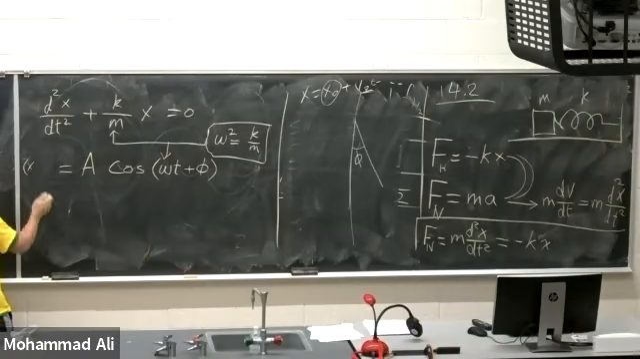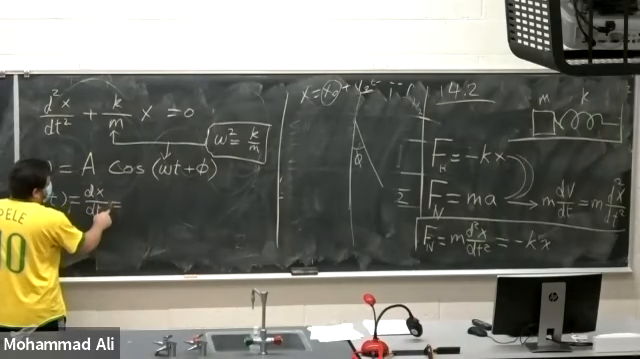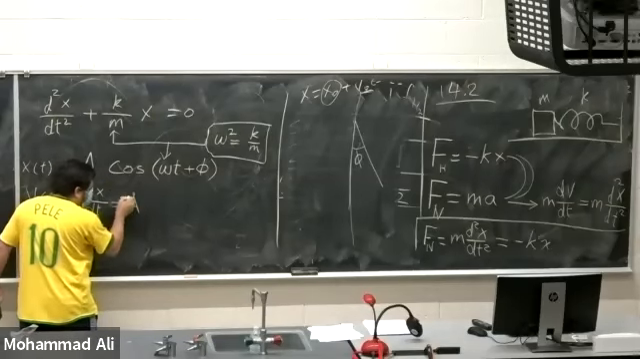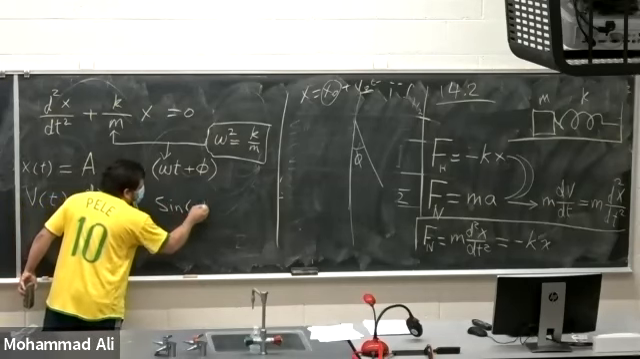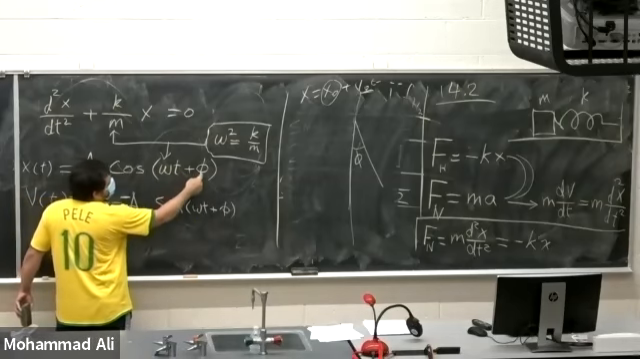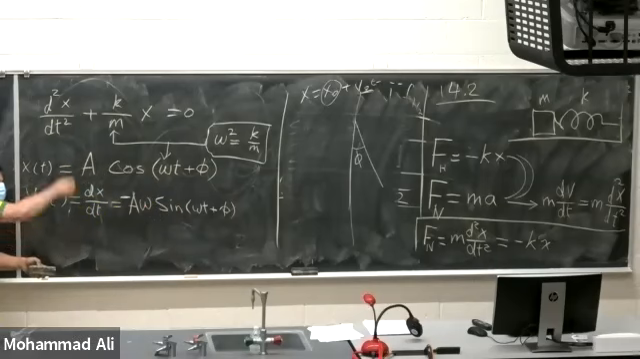If we differentiate x with respect to time, as we know from before, we get the velocity, which is dx by dt. We are good at differentiating. A is a constant, and the derivative of cosine is minus sine omega t plus phi. We need to differentiate the argument inside with respect to t. This is a constant, 0, and this is omega. This gives us omega, the velocity of the simple angular motion.